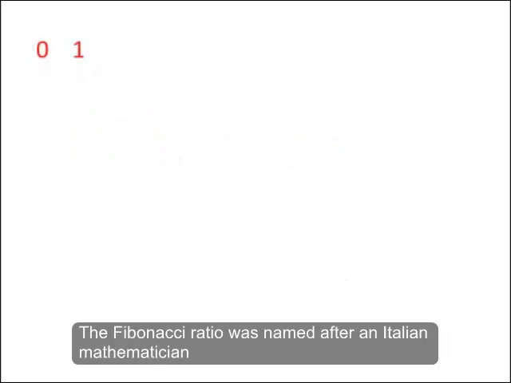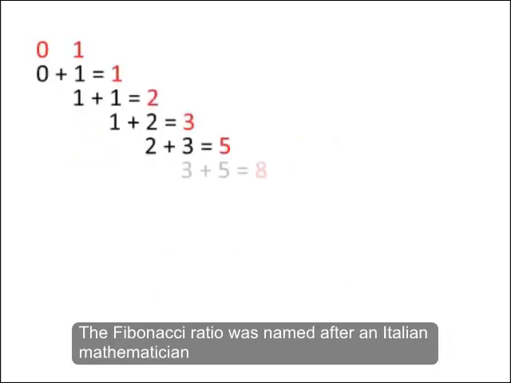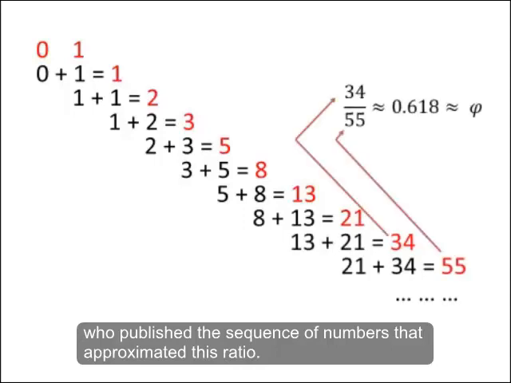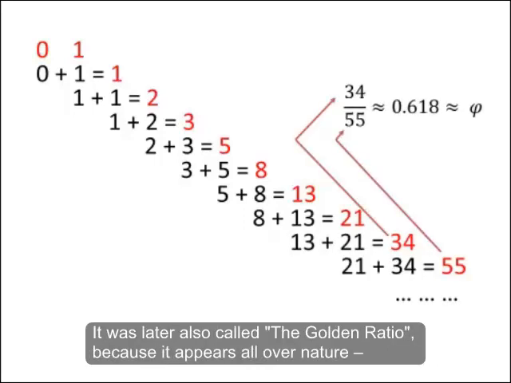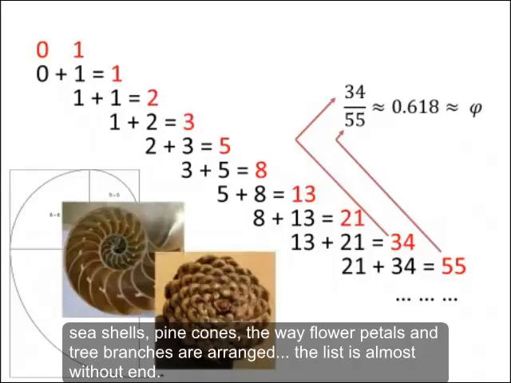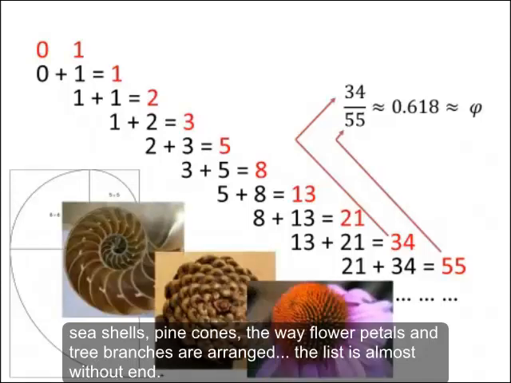The Fibonacci ratio was named after an Italian mathematician who published the sequence of numbers that approximated this ratio. It was later called the golden ratio because it appears all over nature. In seashells, pine cones, the way flower petals and tree branches are arranged, the list is almost without end.